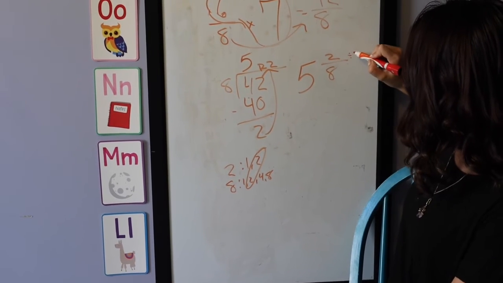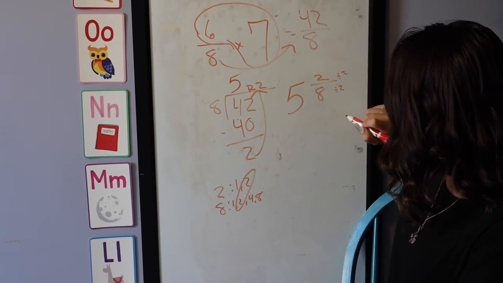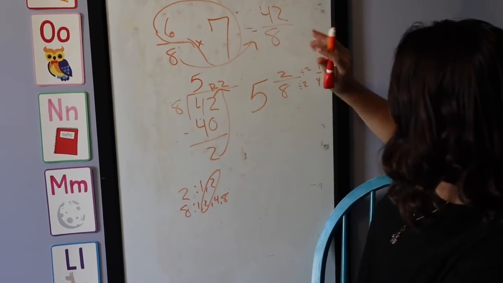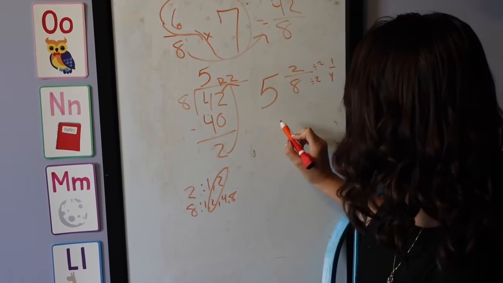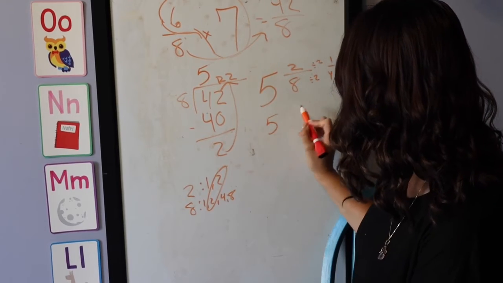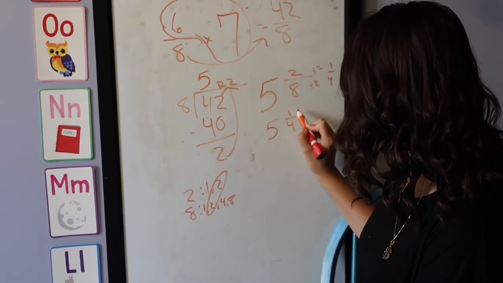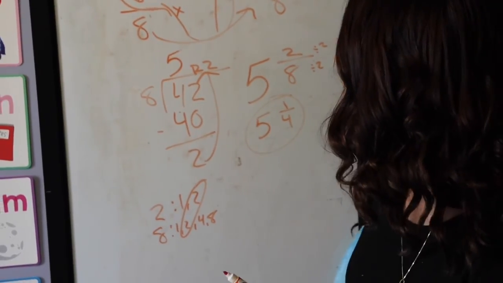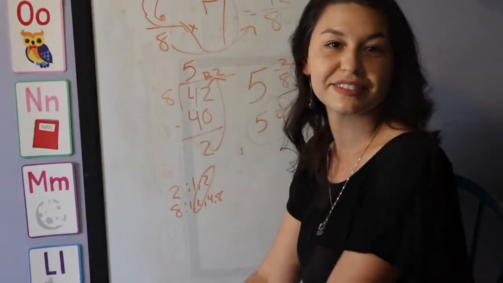Divide the top and the bottom. 2 divided by 2 is 1. 8 divided by 2 is 4. So our new number is 5 and 1/4. Okay? So remember, simplify it all the way down. And yeah, we'll do one more.